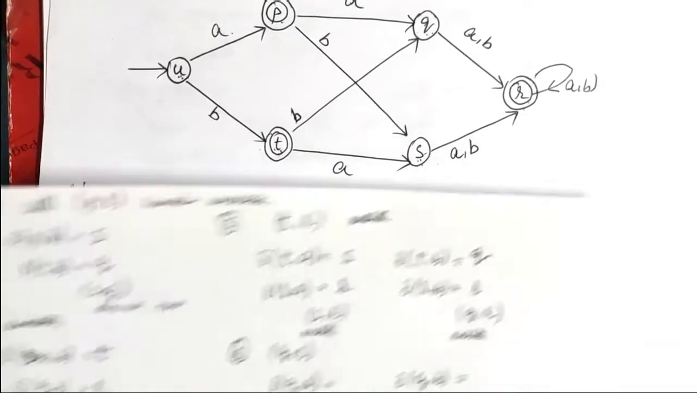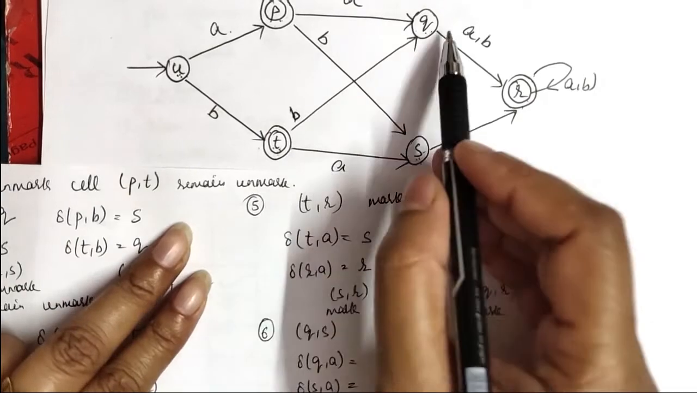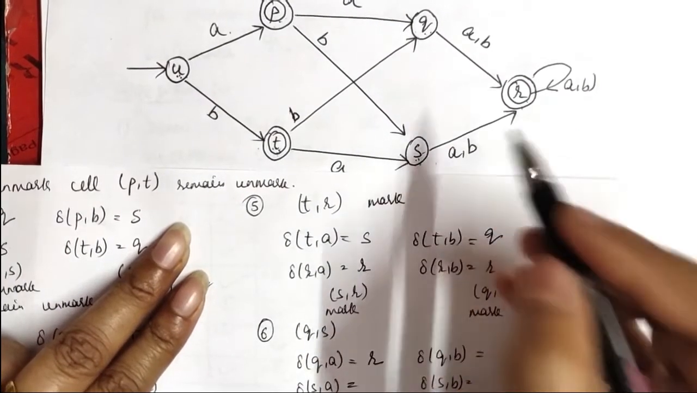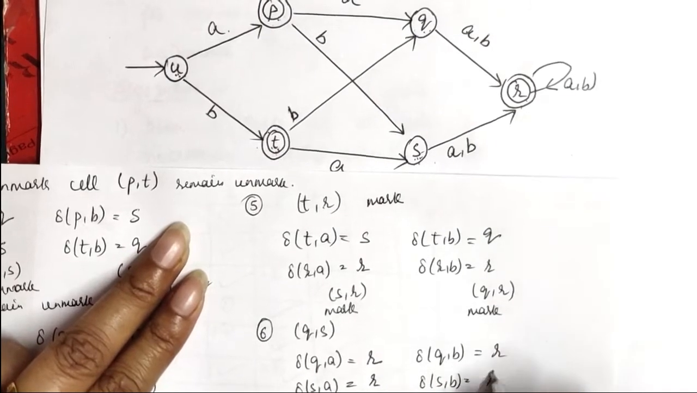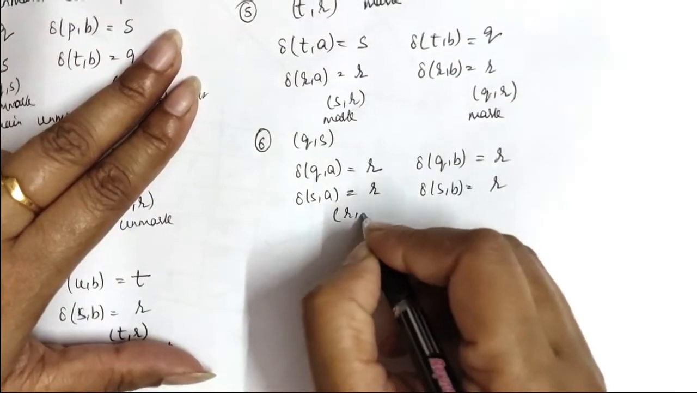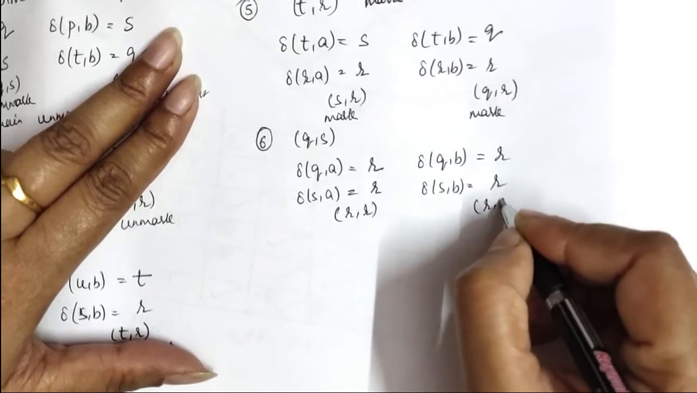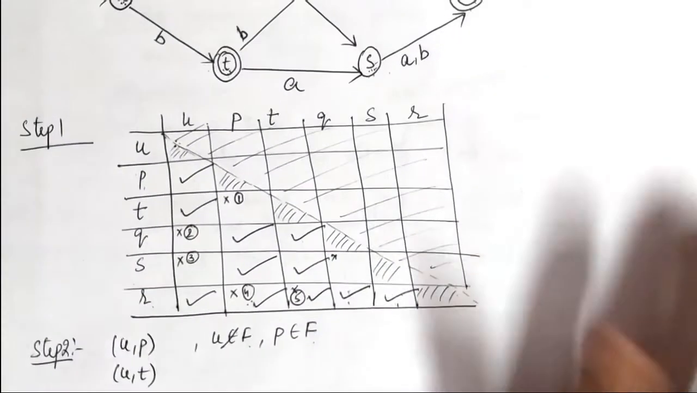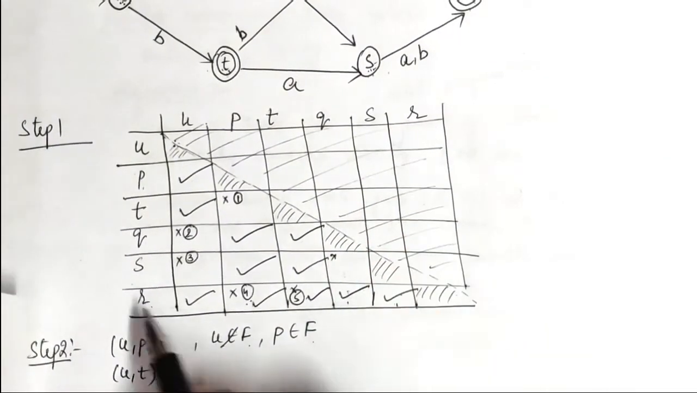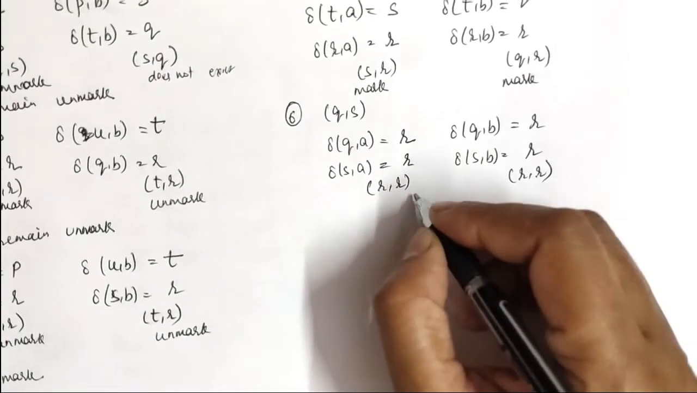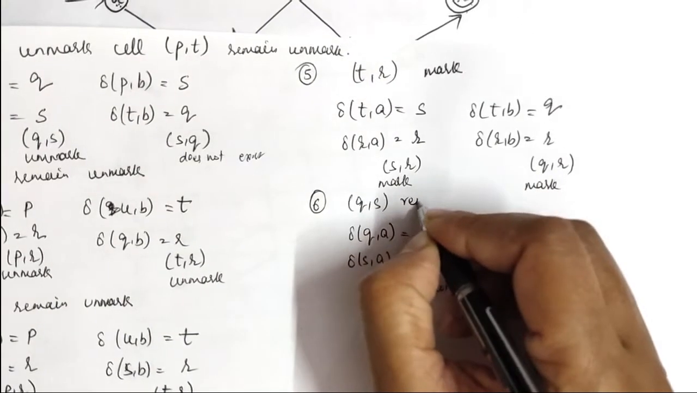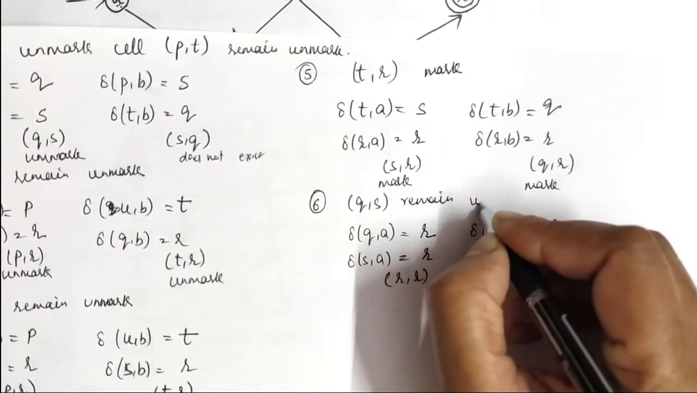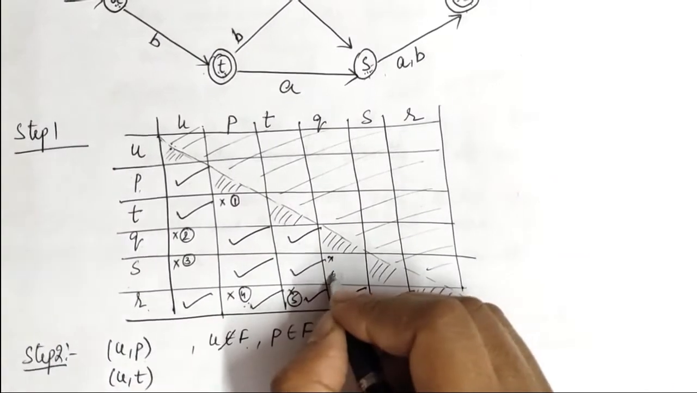So for the example, Q with small a gives R, S with small a gives R, Q with small b gives R, and S with small b gives R. So the resulting pair is R comma R and R comma R. Now check the pair in the table. R comma R does not exist for both the resulting pairs. This means we leave Q comma S unmarked. So we leave this cell unmarked.